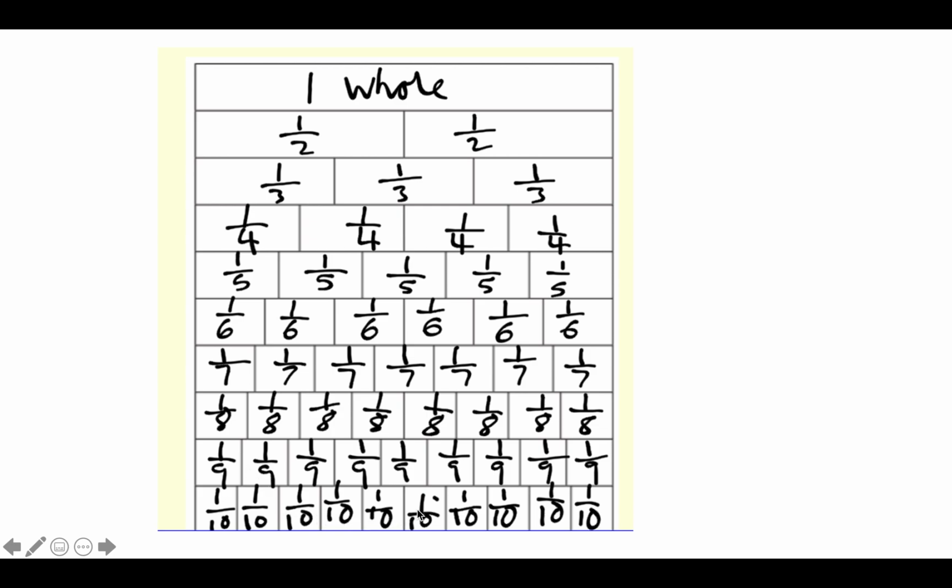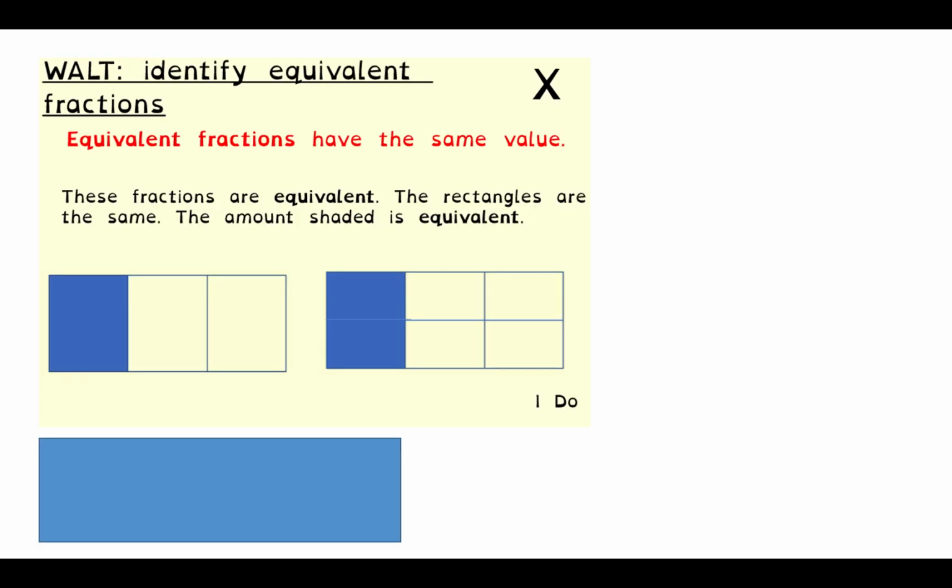Just pause the video and have a look at that for yourself. Right, so let's have a look at these together. The fractions are equivalent, that means the same. Okay, the rectangles are the same. The amount shaded is equivalent.